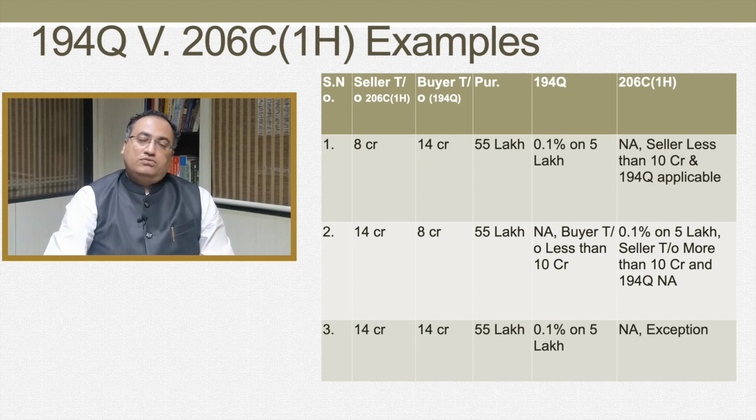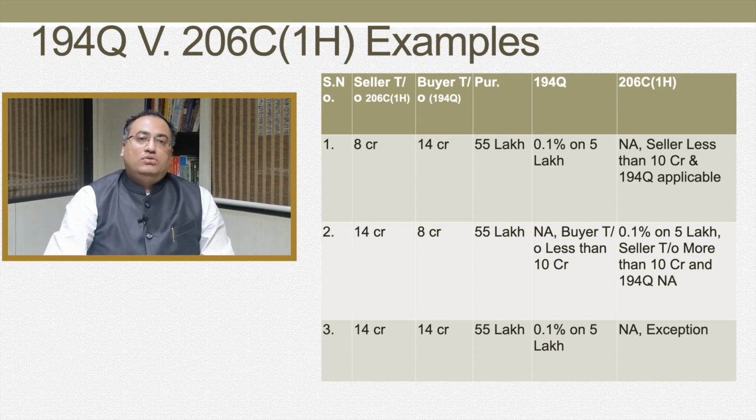Whereas in case of section 206C subsection 1H, TCS will be applicable at the rate of 0.1% on 5 lakh over and above 50 lakh, because section 206C 1H says that in case TDS is applicable on that transaction, then the section of TCS will not be applicable. But since TDS is not applicable, TCS can be collected on this matter.